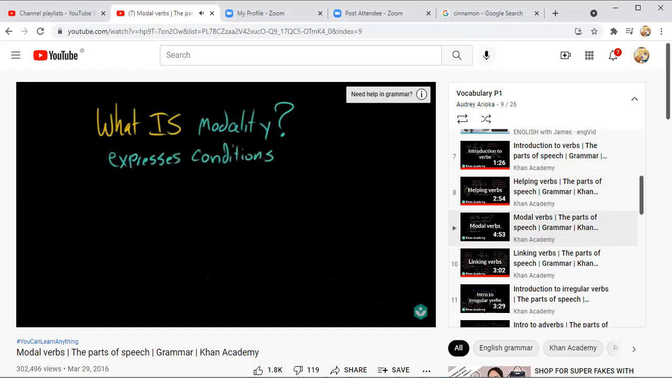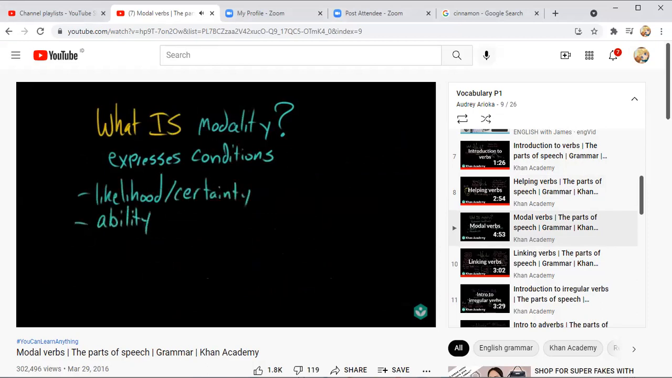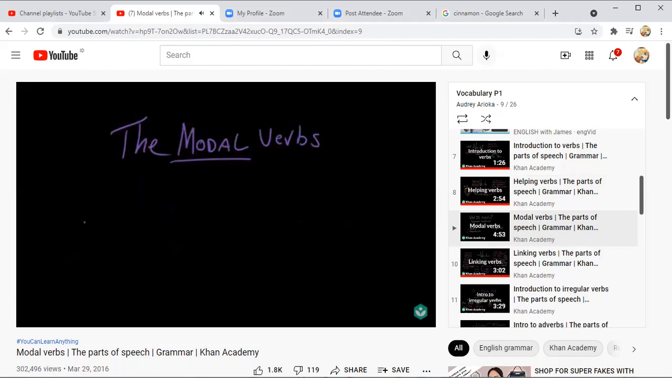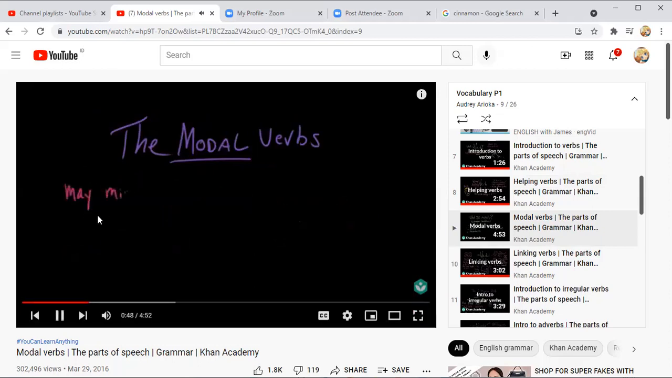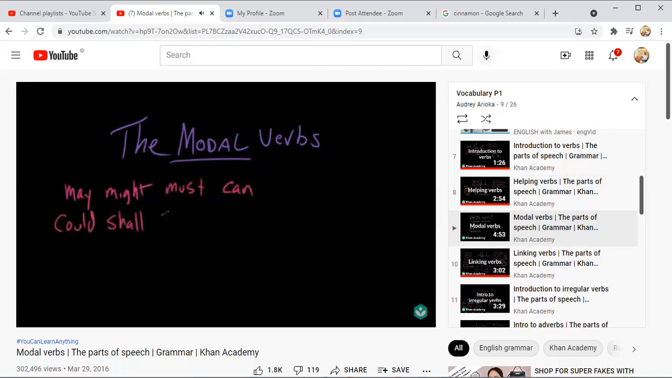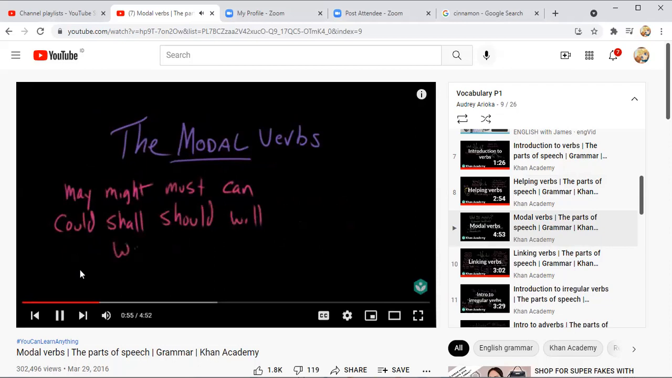So we can use these verbs to determine if something is likely to happen or certain to happen, whether or not something is possible or whether or not we have the ability to do something, whether or not we have the permission to do something, and whether or not we have the obligation or requirement or need to do something. You already know all of these verbs, I promise you. You just didn't know this name for them. Let's meet the modals. Roll call, here we go. May, might, must, can, could, shall, should, will, would.